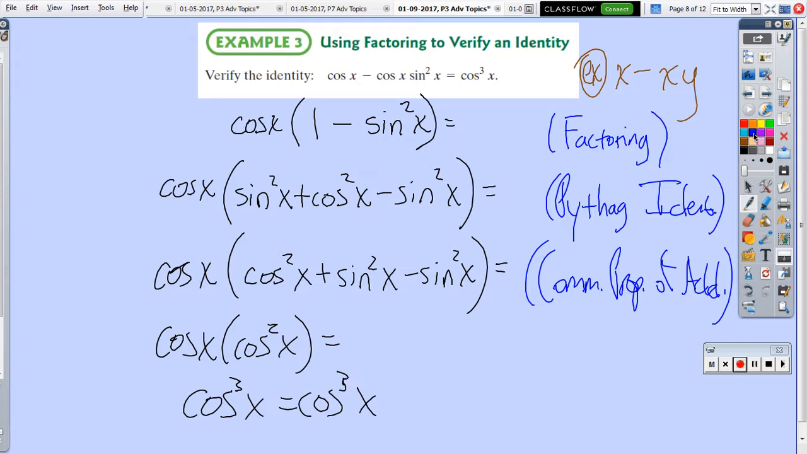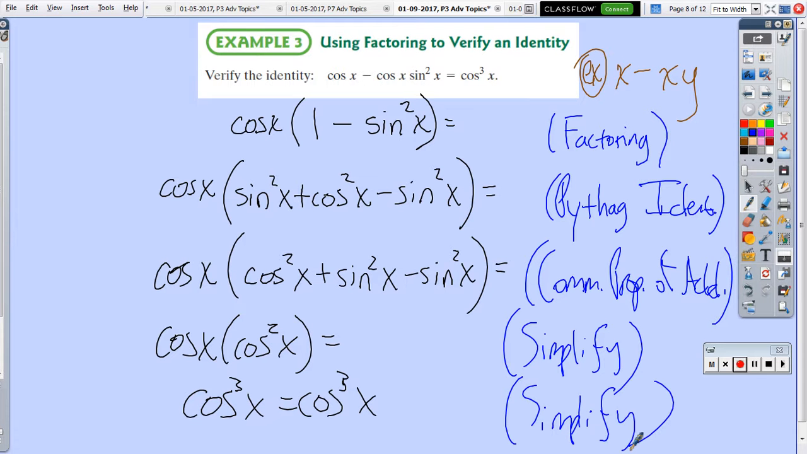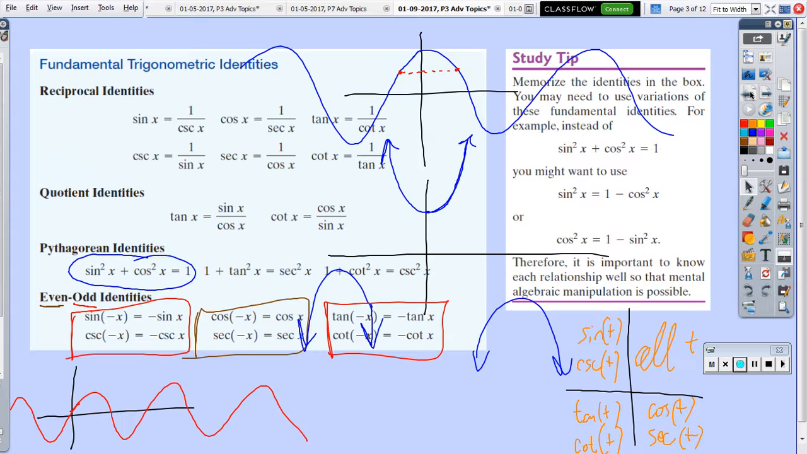Mr. Gross, can you go back to that picture when you're done? Just to underline, this is what I did here. I replaced 1 with sine squared x plus cosine squared x. You want me to go back to this picture here?